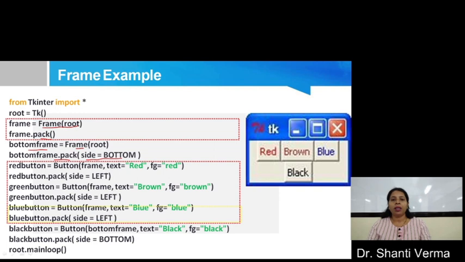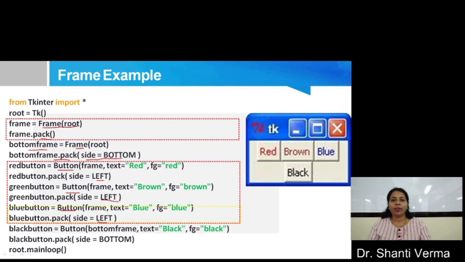Now in the first frame you have to create three buttons. The first button's name is red, the second button's name is brown, and the third button's name is blue, and you have to left align all these buttons using the pack method.